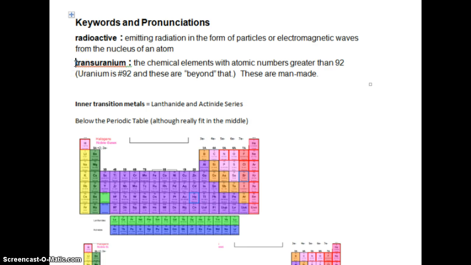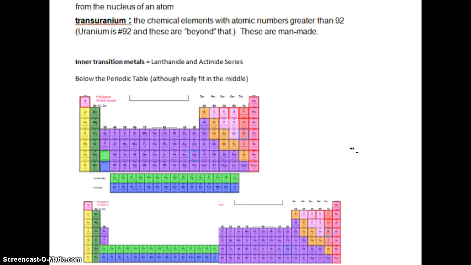We also have transuranium, the chemical elements with atomic numbers greater than 92, because uranium is 92, and these are bigger or beyond uranium, and they're man-made. Okay, that's it for this.